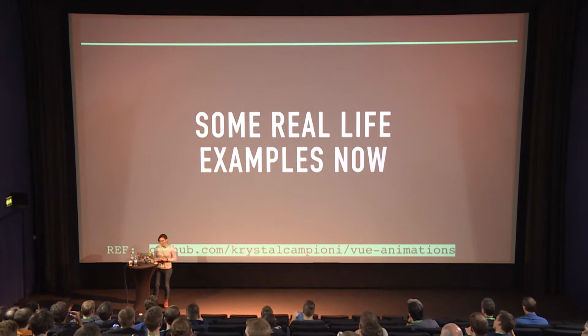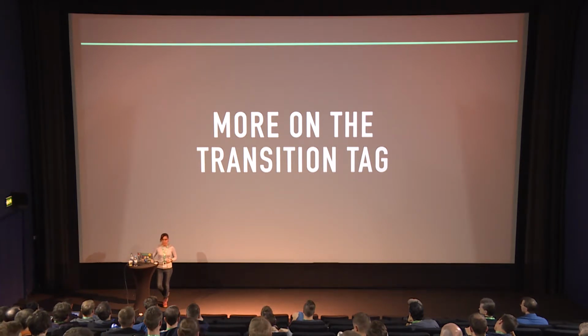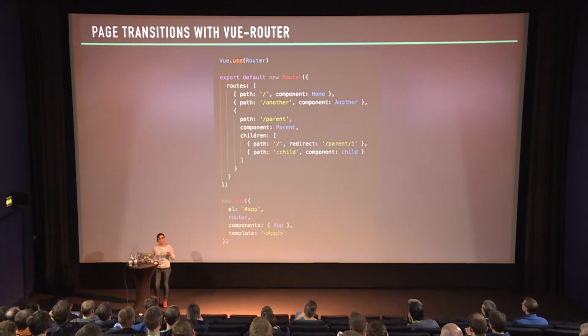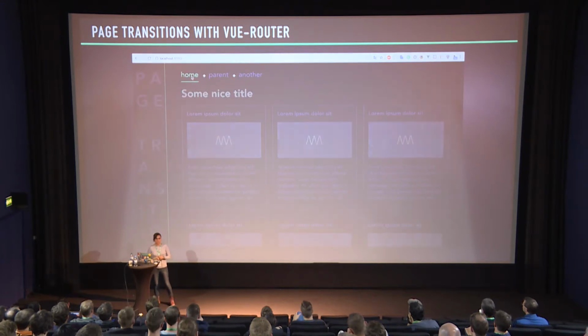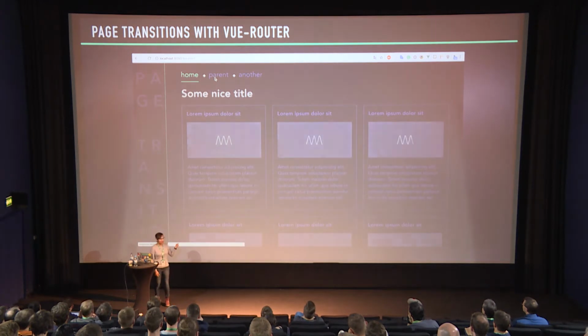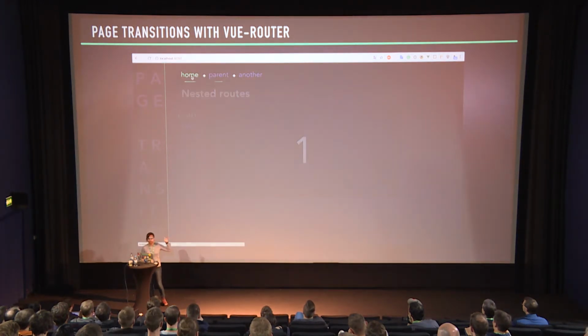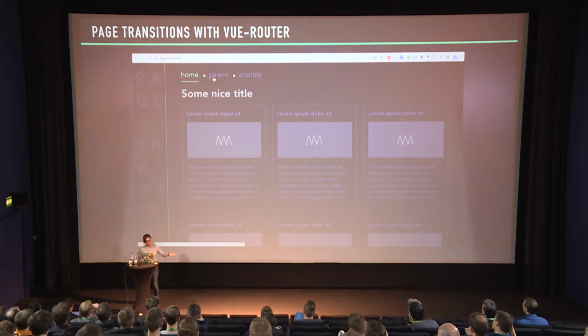Now we can talk about some real-life examples based on this. A little bit more on the transition tag: as I mentioned before, I think this is a really cool feature that Vue has. If you're using something like Vue Router to define the routes of your application, you can actually make transitions with the transition tags from one page to the other. As a really simple example, we can fade between one page and the other. In this example, you can see that the URL is changing, so we are changing routes, and we are applying this fade transition between the pages.